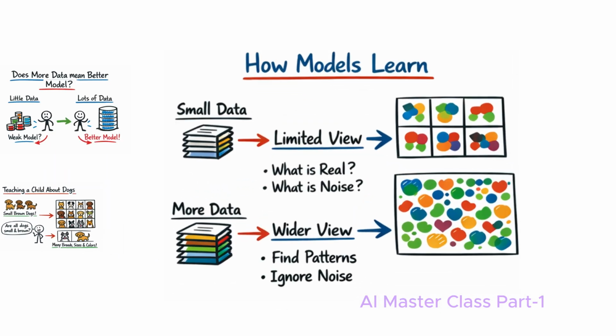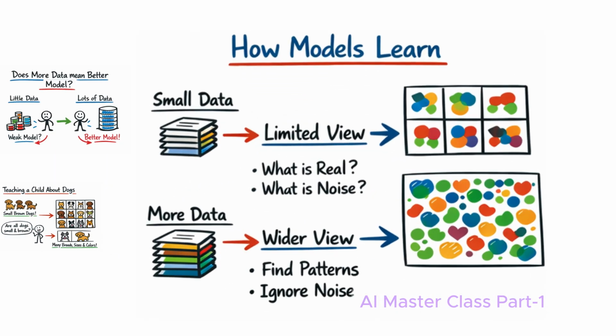So when a model is trained on very little data, it only sees a narrow slice of the real world. With more data, it learns what is noise and what is normal. With a small data set, the model cannot tell the difference between a real pattern and noise. It might actually memorize the noise, thinking that it is important. But when you have a large data set, the real patterns show up consistently across thousands of examples. So the model naturally learns to trust the patterns and ignore the noise. It also helps in reducing the overfitting problem.